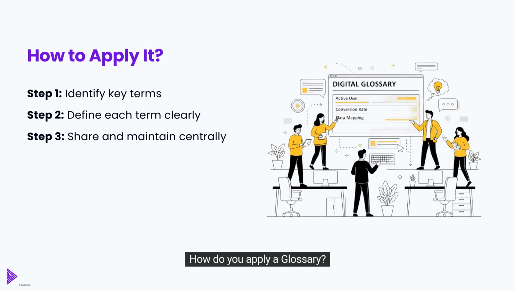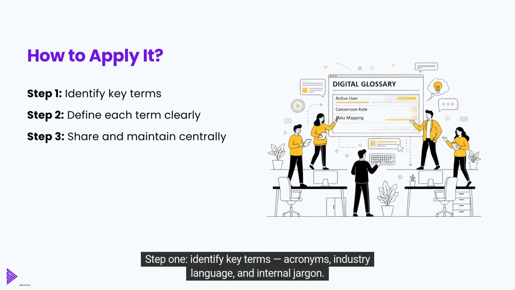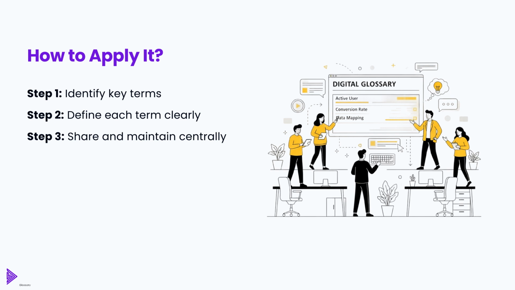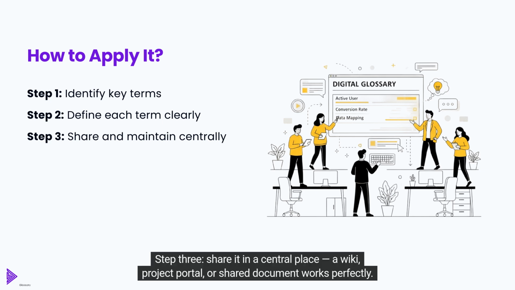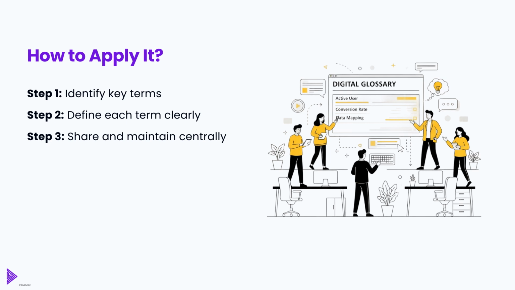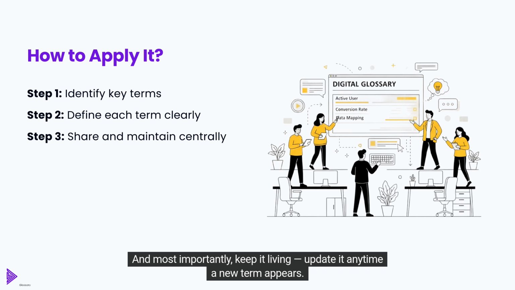How do you apply a glossary? Step 1. Identify key terms, acronyms, industry language, and internal jargon. Step 2. Define each term clearly. Keep definitions concise but precise so anyone can understand them. Step 3. Share it in a central place. A wiki, project portal, or shared document works perfectly. And most importantly, keep it living. Update it anytime a new term appears.